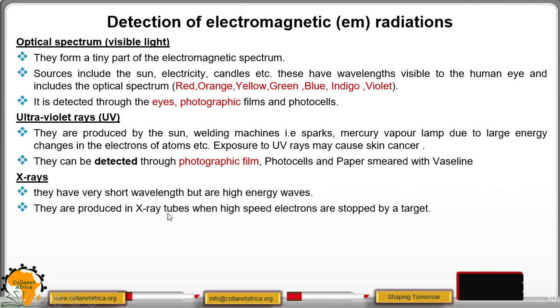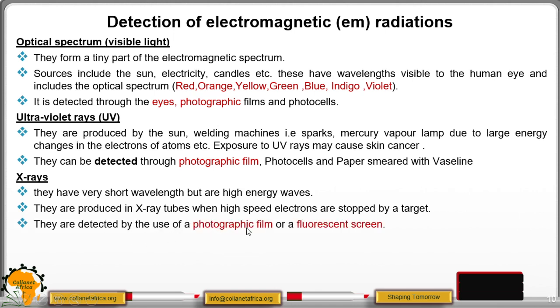They are produced by X-ray tubes, and this is where high-speed electrons are stopped. And when they are stopped, their kinetic energy is converted to X-rays. They are detected by photographic film and fluorescent screen, which implies that if you direct an X-ray on a fluorescent screen, then that screen will glow and you will be able to see that there is a bright spot.